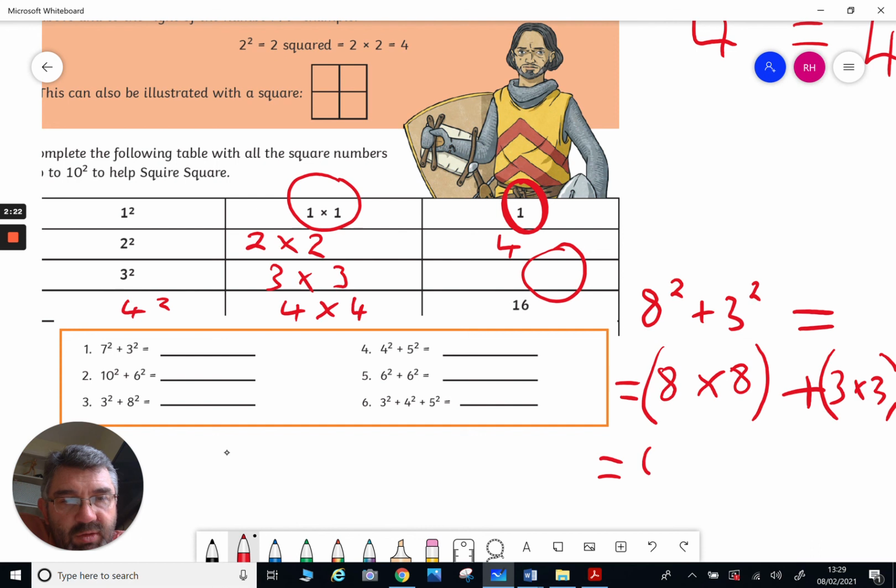So 8 eights are 64. Add 3 threes are 9. Add it up, well, 60 add 9 is 69. Add 3 is 70. So add 4 and add 3 is 73. Okay, there's your answer. Right, have a go at that. See how you get on.